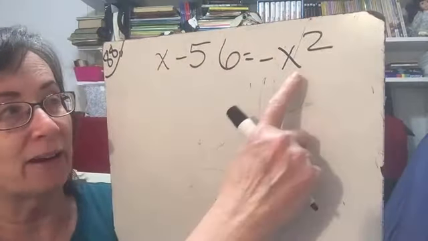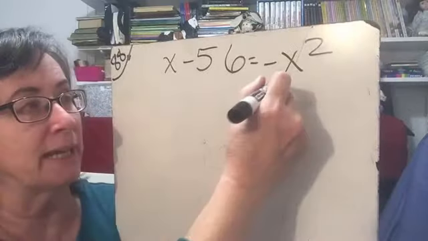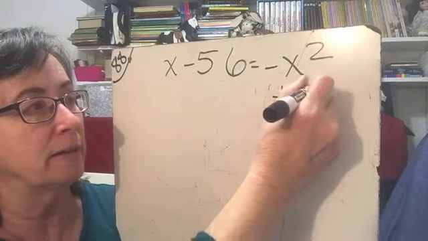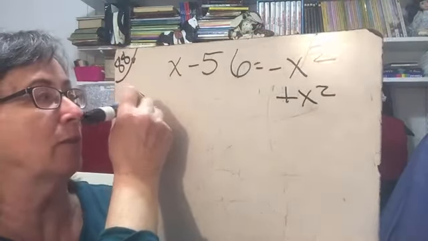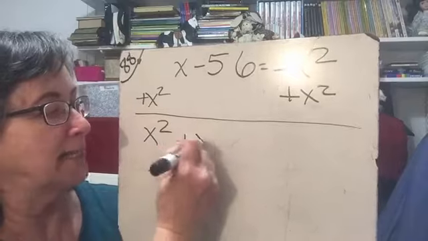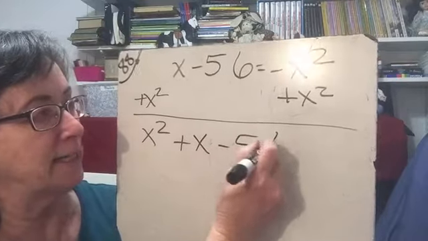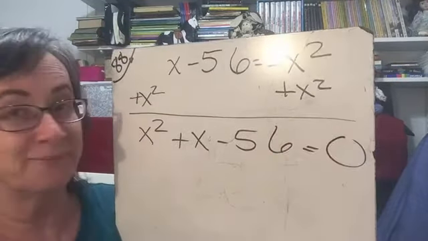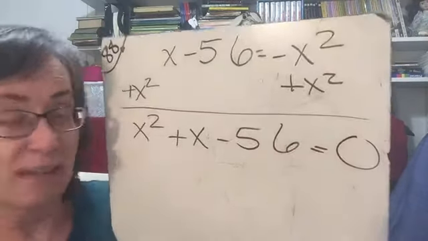So we need to get our x squared on the left. So we're going to add an x squared all the way over here because none of these terms are like terms. We're going to get x squared plus x minus 56 equals 0. Okay, so now we're going to factor this side.